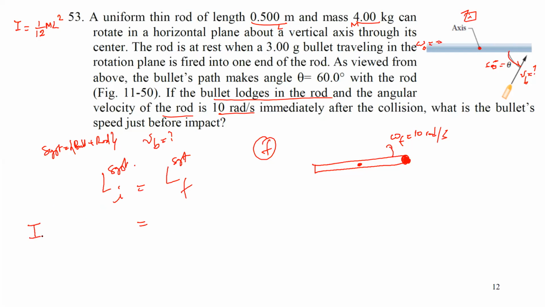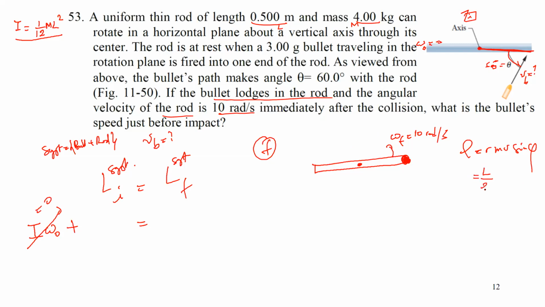For the rod, it's simple. It's I, and I is 1/12 of ml squared multiplied by omega. But omega is 0, so this part is 0. Now, what is the angular momentum for my bullet? The angular momentum is R m V sine phi. But here the phi is equal to 60 degrees. And R is the distance between the axis of rotation and the bullet just before collision. So what is R here? Who can tell me what is R?